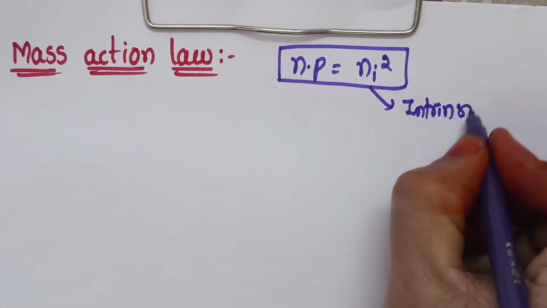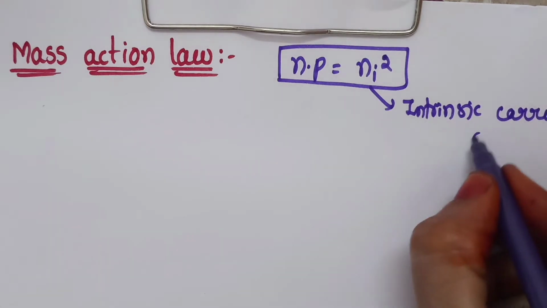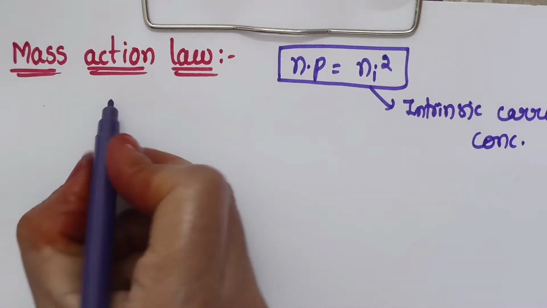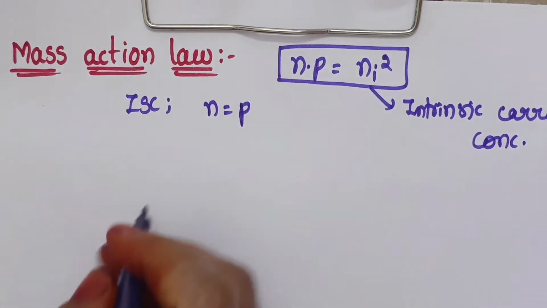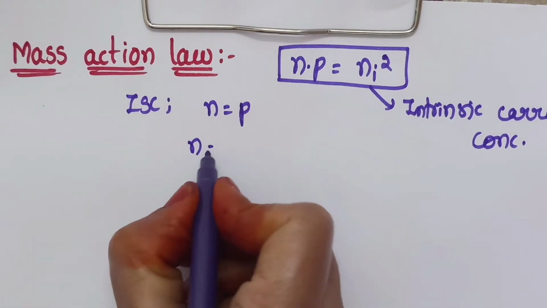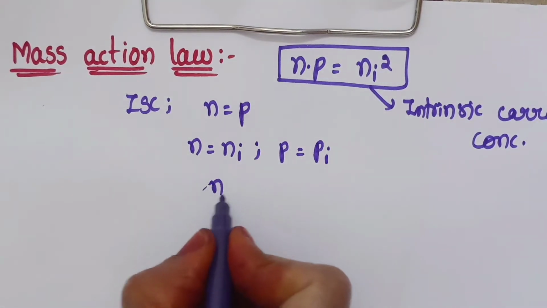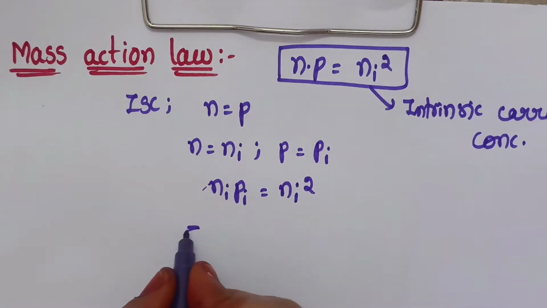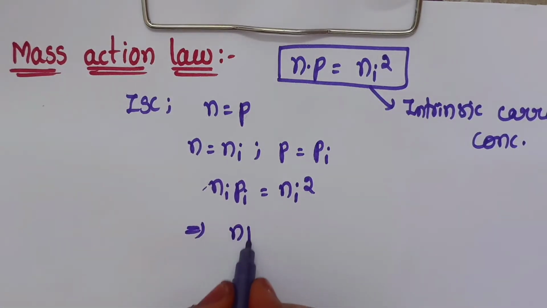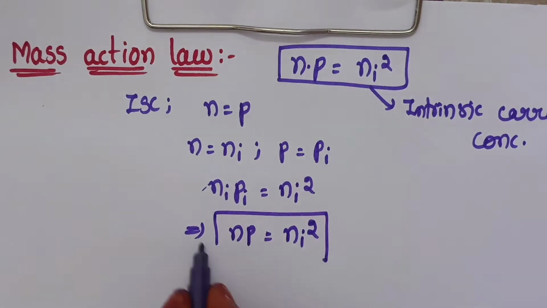For an intrinsic semiconductor, the number of holes is equal to the number of electrons. That means n is equal to Ni and p is equal to Pi. So, we can write Ni Pi is equal to Ni square. If we generalize this equation, we get n into p is equal to Ni square. This is called the mass action law.